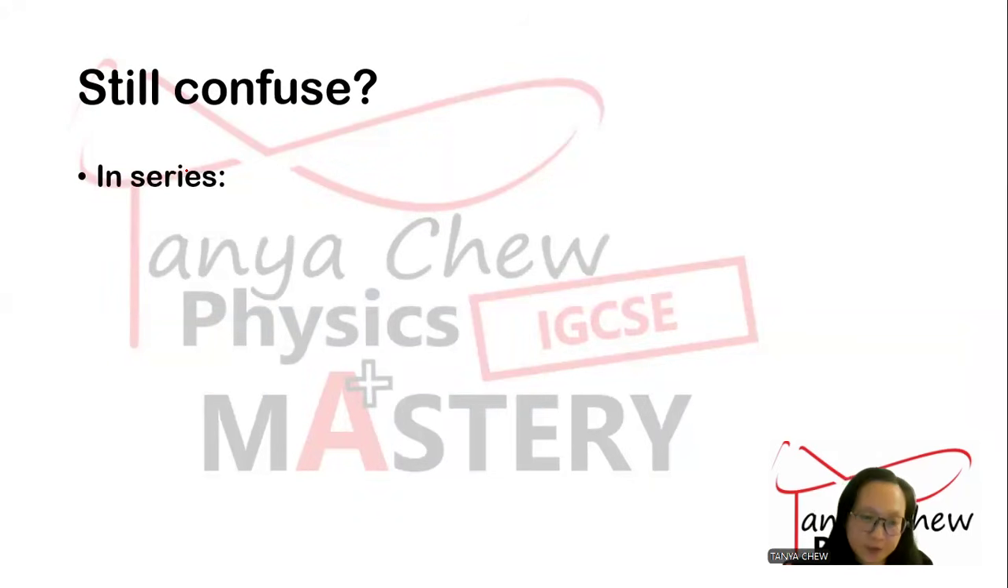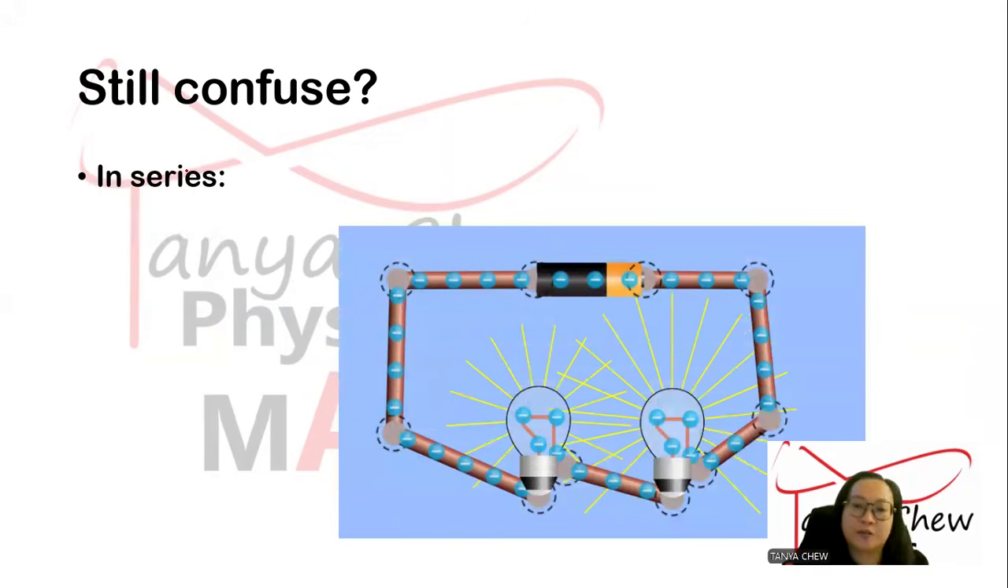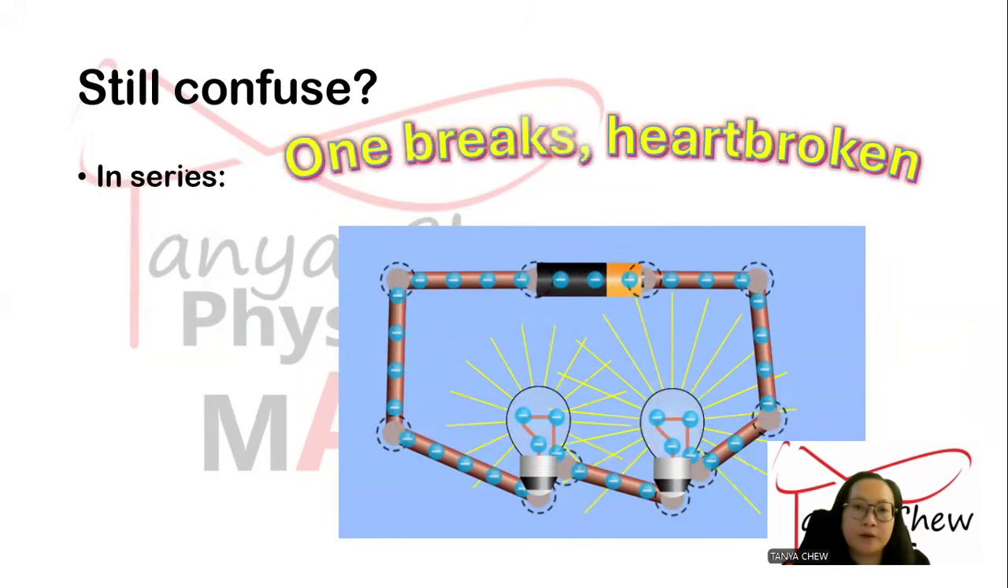Now, in series, bear in mind, this is called series. They are connected side by side, right? So remember this: one breaks, heartbroken. One breaks, that means the circuit is breaking down. You cannot use that anymore, right? It will affect the whole circuit. If one light bulb is not functioning, or one light bulb breaks, the other light bulb will not light up.